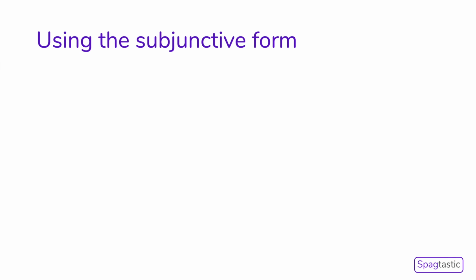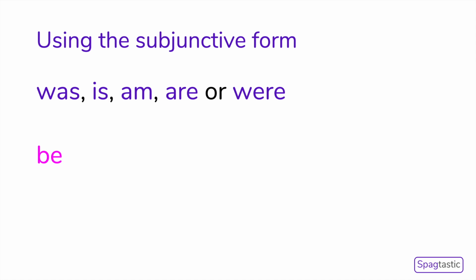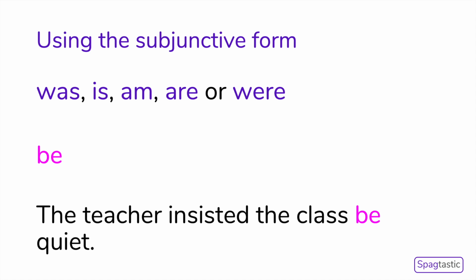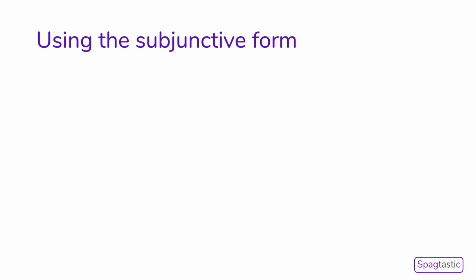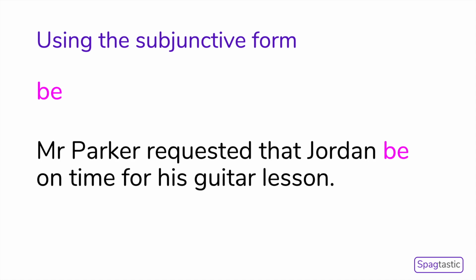Where we would usually use the verb was, is, am, are, or were, we can use the subjunctive form of the verb be instead. For example, the teacher insisted the class be quiet. Here is another example where be is used. Mr. Parker requested that Jordan be on time for his guitar lesson.